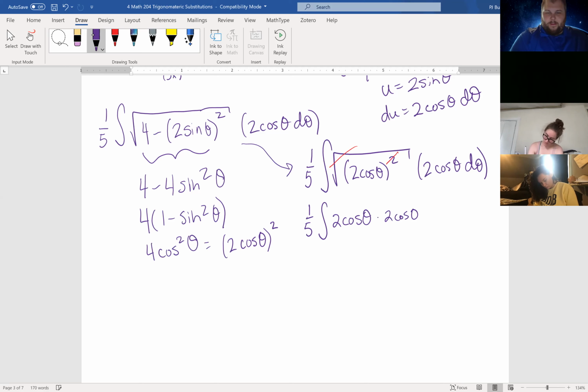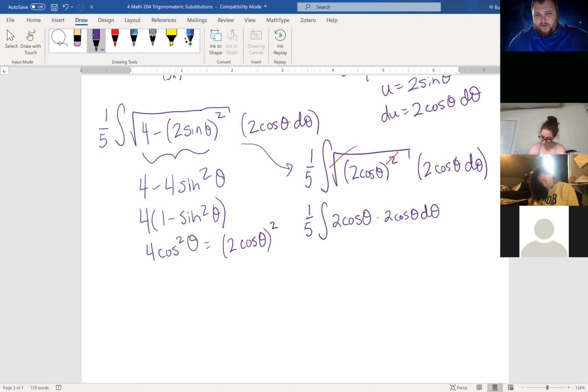By the way, the little lip that I put on the end of my radical just means that it's closed, as in whatever follows is not inside. So we've got 2 cosine theta times 2 cosine theta. That's 4 cosine squared. And I'm going to pull that 4 out in front.